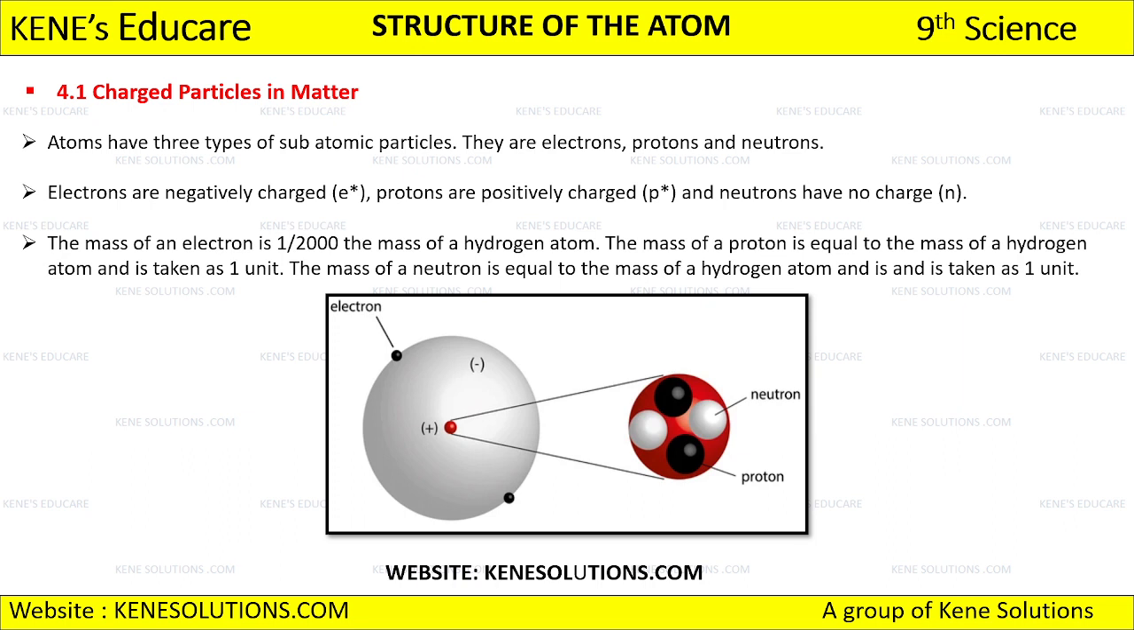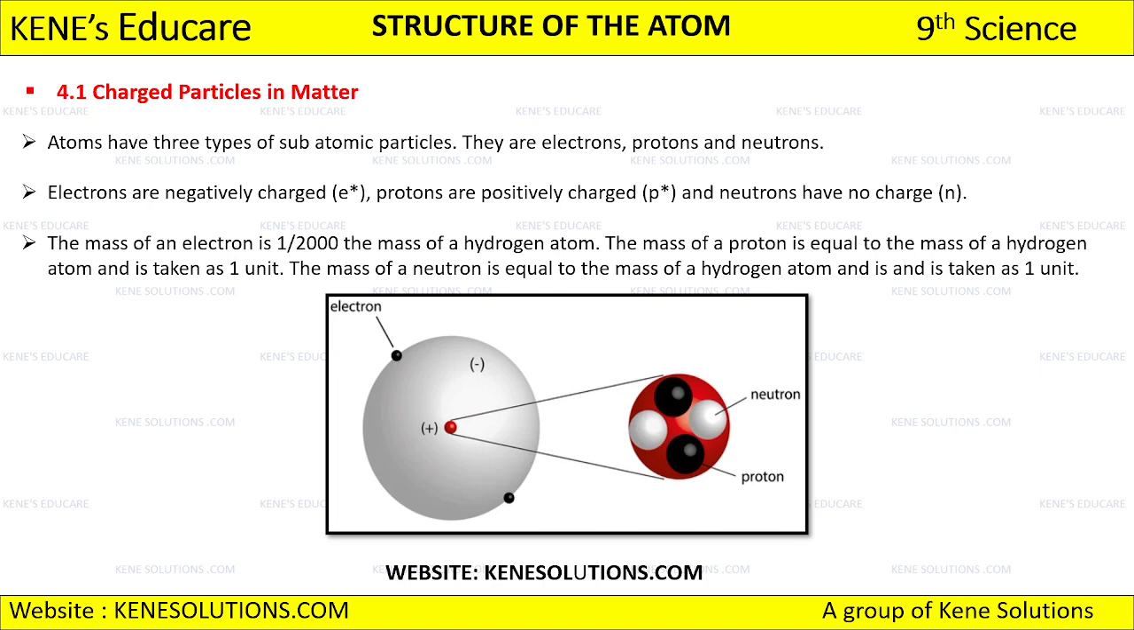After this, we discussed the charged particles in matter. We have three types of subatomic particles: protons, electrons, and neutrons. Electrons have negative charge, protons have positive charge, and neutrons have neutral charge, which means they have no charge. Electrons are negatively charged, that is e minus. Protons are positively charged, that is p plus, with a positive sign. And neutrons have no charge, they are neutral.